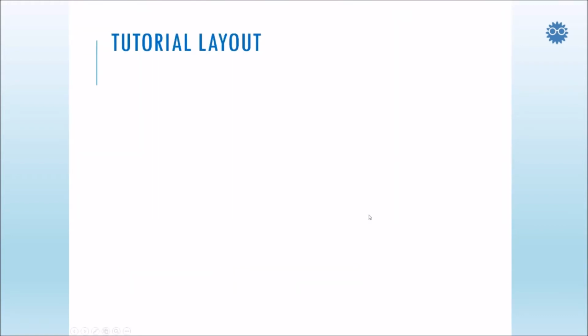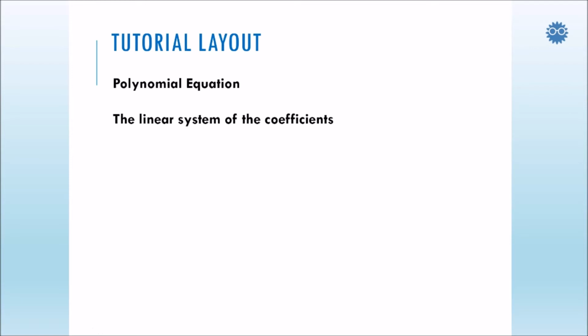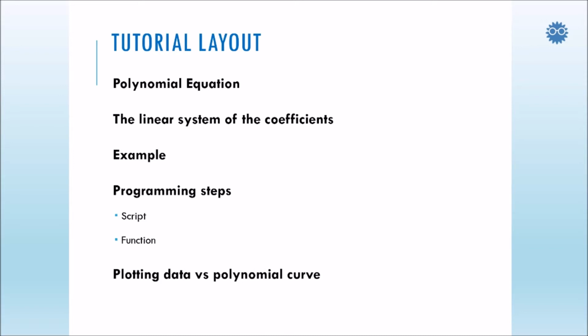In this tutorial, we'll see how to make a polynomial curve fitting program. The tutorial layout is a polynomial equation. We'll see the linear system of coefficients. We'll have an example to solve by the program, which will be as a script, and then we'll transform it into a function. Finally, we'll plot the data pairs of the example versus the polynomial curve obtained by the program.